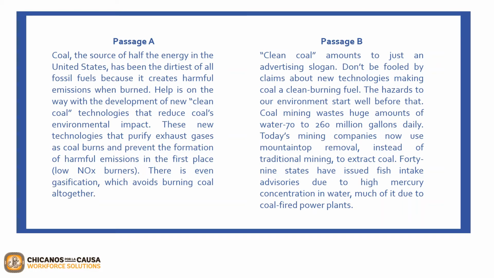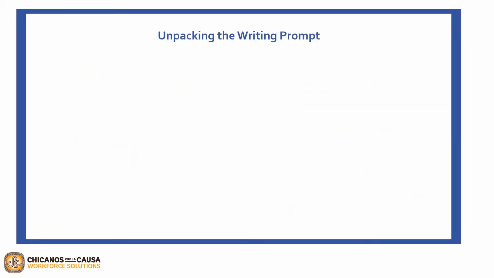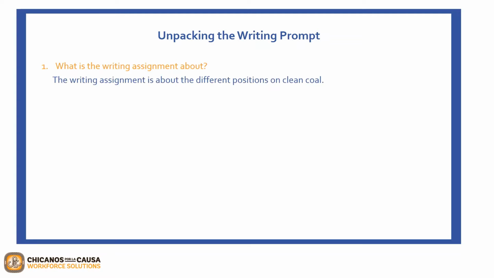Now that we've read both passages, let's unpack the prompt. Please feel free to pause the video and go back to reading the prompt if you need to refresh. When you're ready, click play and we can unpack the prompt together. Now let's get started with unpacking the writing prompt and answering the following questions. The first question asks us, what is the writing assignment about? If we go back to the prompt, the first paragraph states that the writing assignment is about the different positions on clean coal.